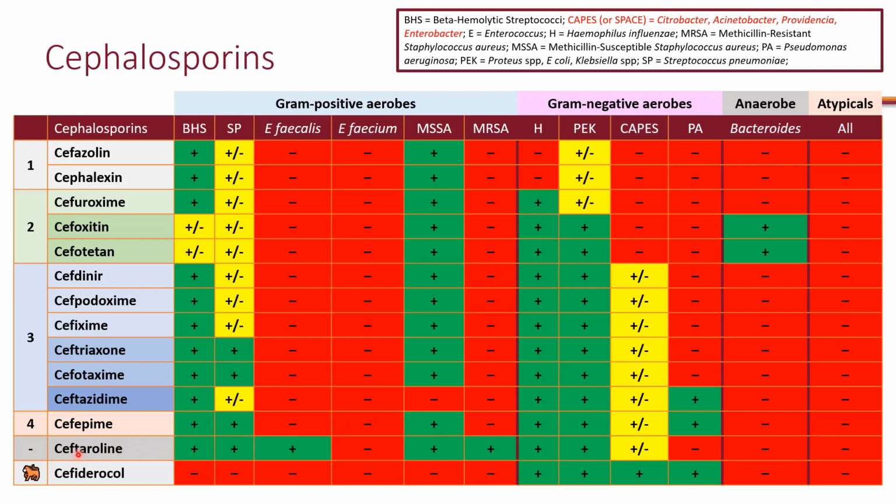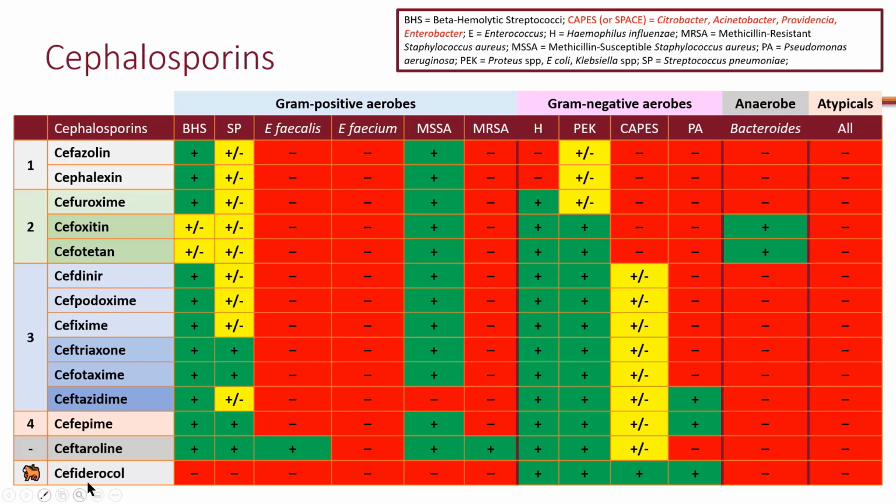And ceftaroline, which some people would call fifth generation, and others would call an anti-MRSA cephalosporin, because it's the only cephalosporin in the US with MRSA activity. It also has activity against E. faecalis, and good activity against gram-negatives, but the only hole when it comes to gram-negatives is that it does not cover Pseudomonas. So that's one shortcoming of ceftaroline.